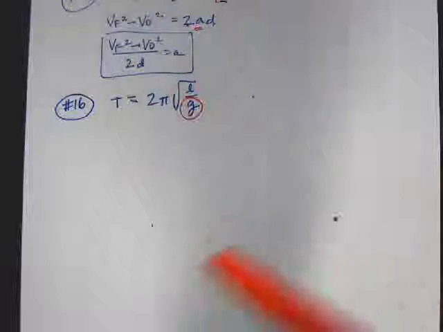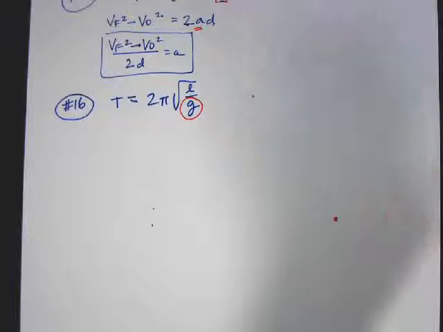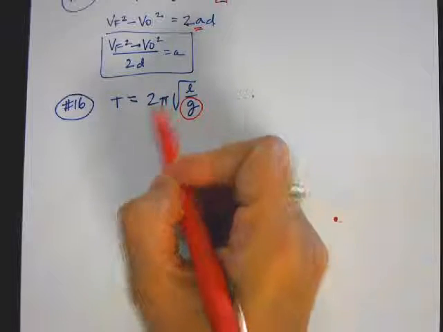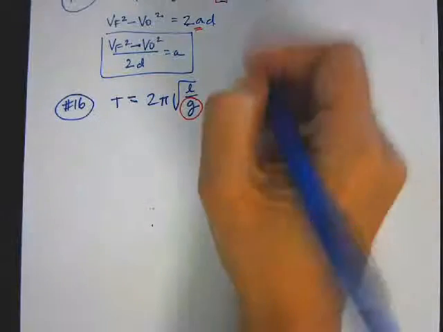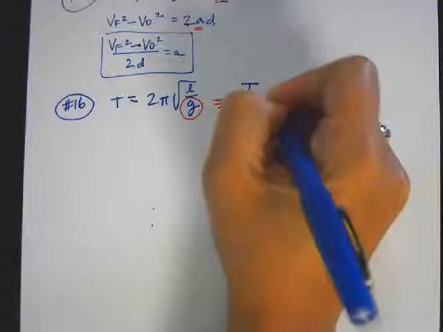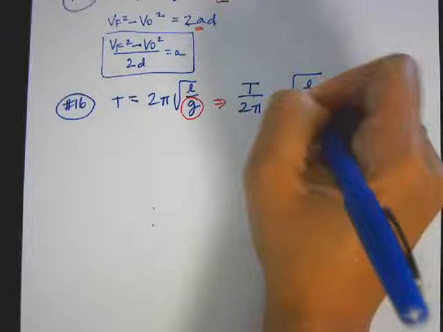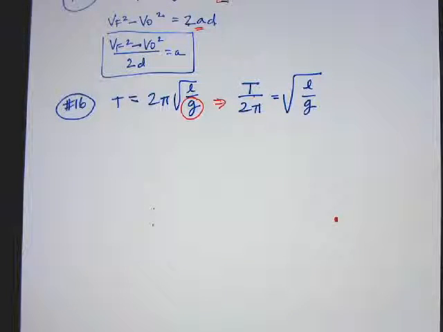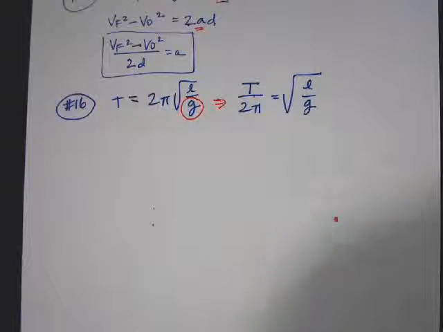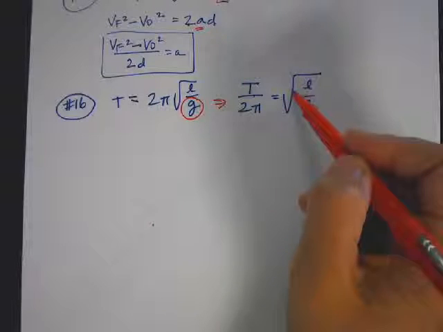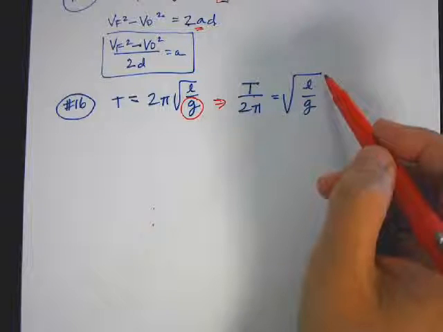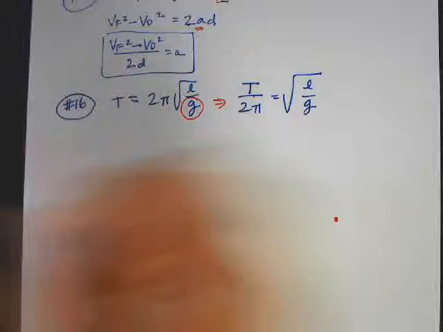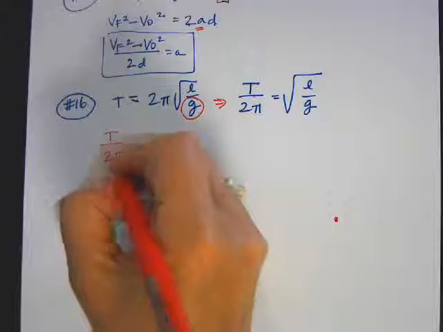The first thing we want to do is, the 2 pi is not under the radical. To get rid of the 2 pi, we're going to divide both sides by 2 pi. So T divided by 2 pi is equal to the square root of L over g. Next we want to get rid of the radical. Remember, a square root means to the 1/2 power. So if I square this side, I have to square both sides. So I'm going to have T over 2 pi, squared, is equal to this.